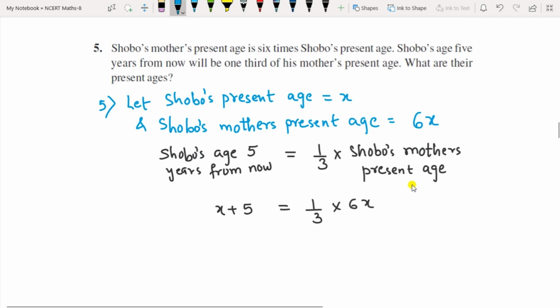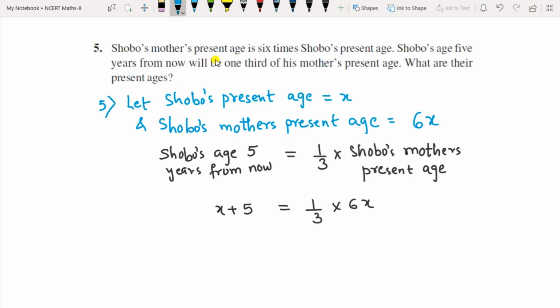Fifth question is Shobho's mother's present age is 6 times Shobho's present age. So here are two persons, Shobho and her mother. Shobho's age 5 years from now will be 1/3 of her mother's present age. Now what are their present ages? So they are asking the present ages of Shobho and also her mother.